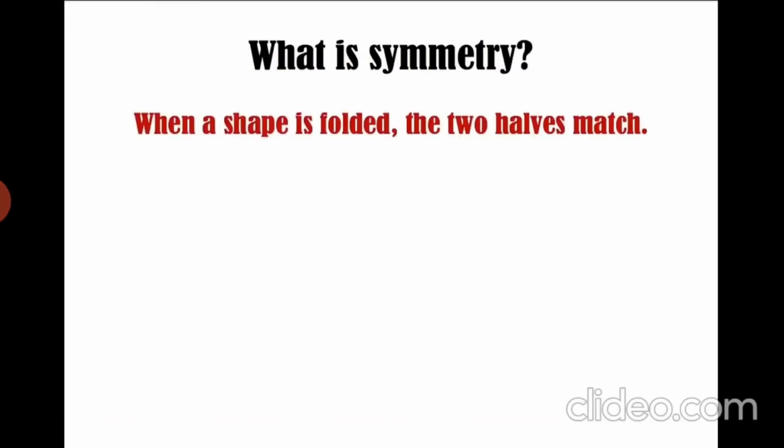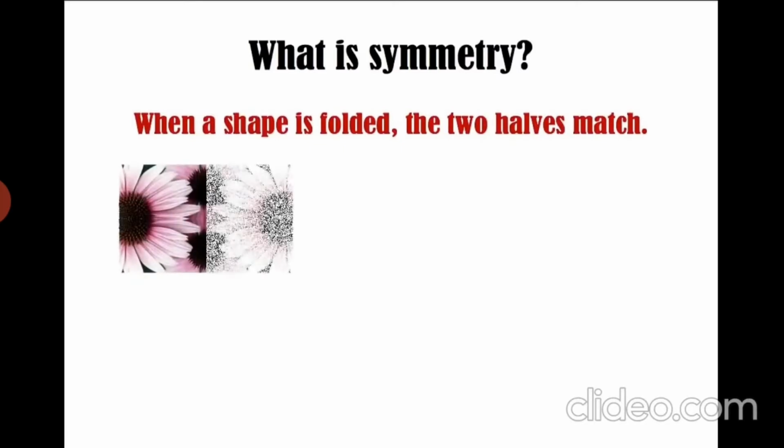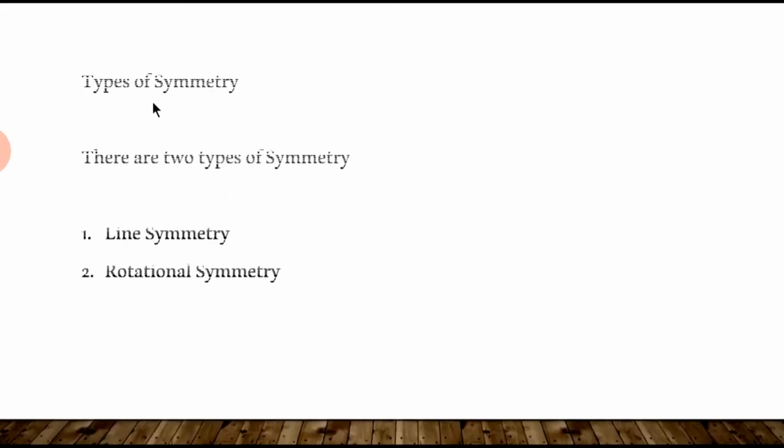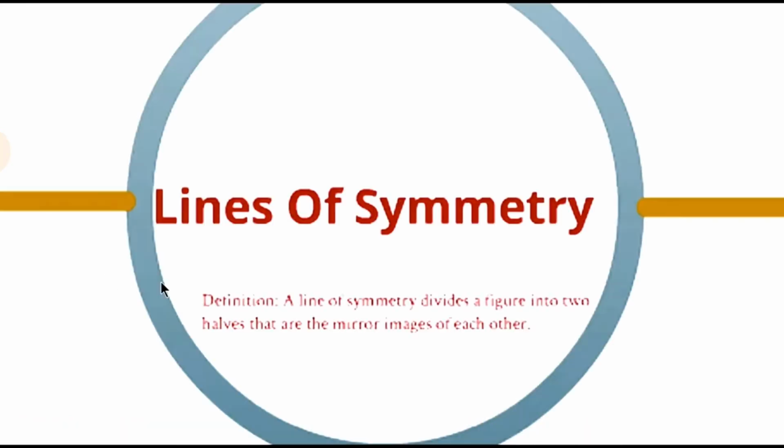Okay. So, what is a symmetry? When a shape is folded, and the two halves match, it is known as symmetry. Look at this figure. When it gets folded up, it matches, right? Now, what are the types of symmetry we will see? There are two types of symmetry. What are they? The first one is line symmetry and the second one is known as rotational symmetry.